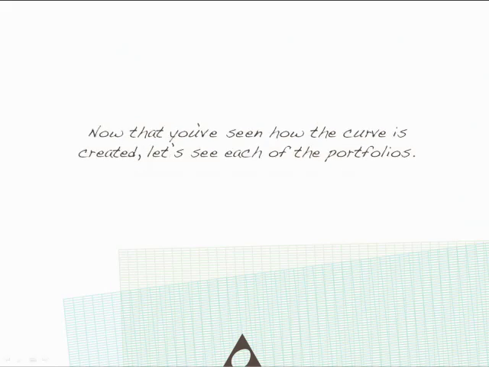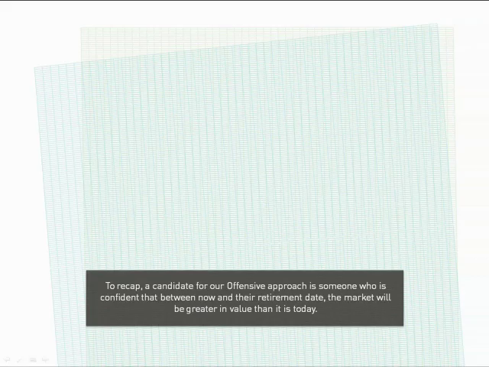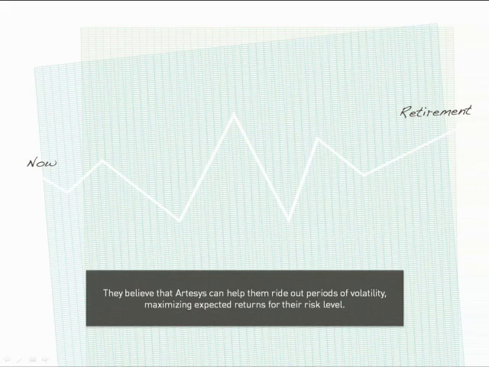Now that you've seen how the curve is created, let's see each of the portfolios. We offer 5 offensive portfolios and 3 defensive portfolios. To recap, a candidate for the Artesis offensive approach is someone who is confident that between now and their retirement date, the market will be greater in value than it is today. They believe that Artesis offensive, through its long-term buy and hold approach, can help them ride out periods of volatility while maximizing expected returns for their risk level.